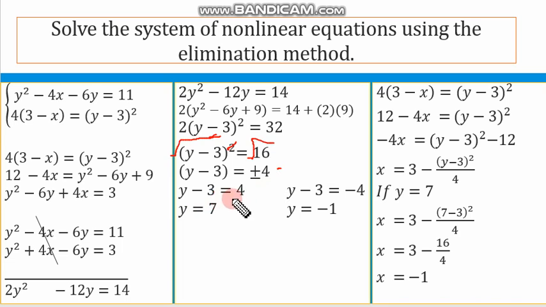Okay, so y minus 3, first we use the positive 4. So, y minus 3 equals 4. So, transpose the 3 here, it becomes positive. So, y is equal to 7. And y minus 3, next we use the negative 4. So, transpose the negative 3 to the right side. That's positive. Negative 4 plus 3 is negative 1. That's the value of our y variable.